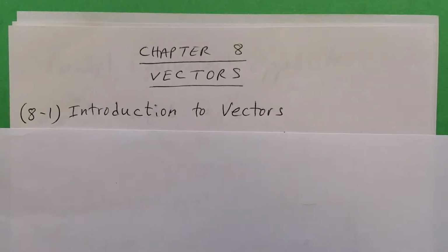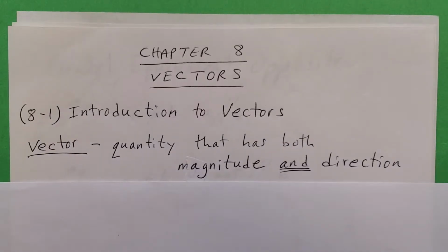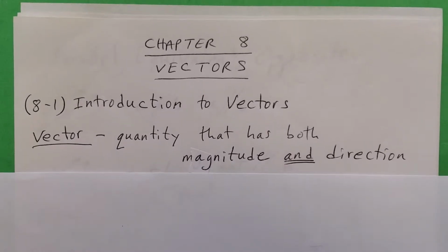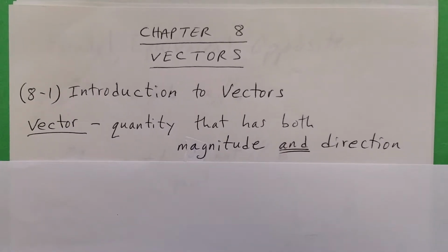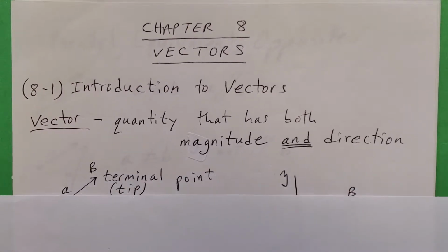Vectors. Chapter 8.1, Introduction to Vectors. What is a vector? Well, a vector is a quantity that has both magnitude and direction. Okay? So it gives us two pieces of information. Which direction and for how long.